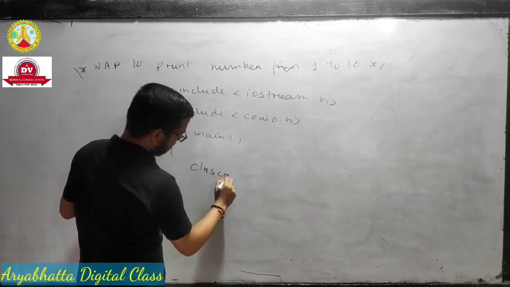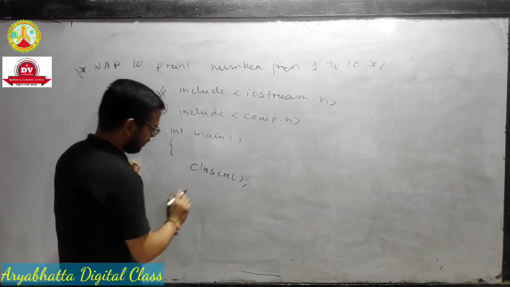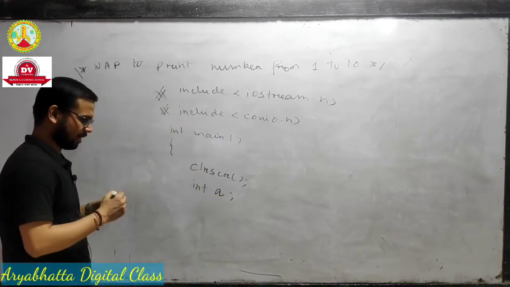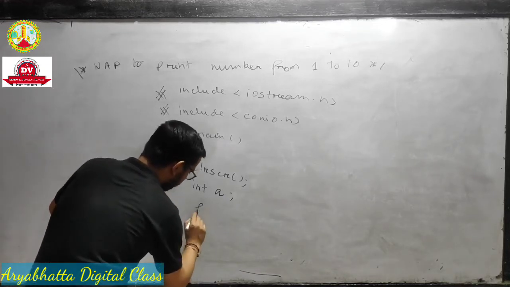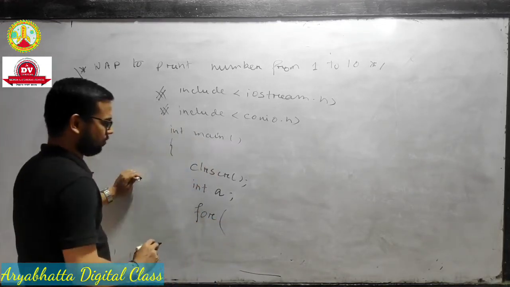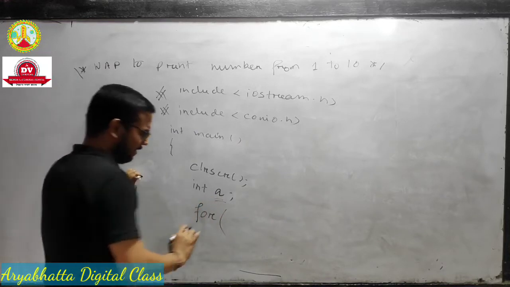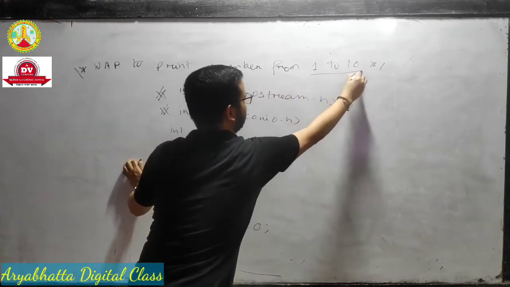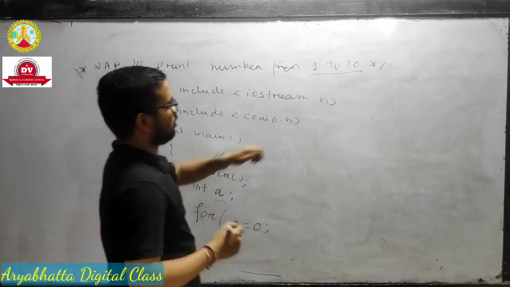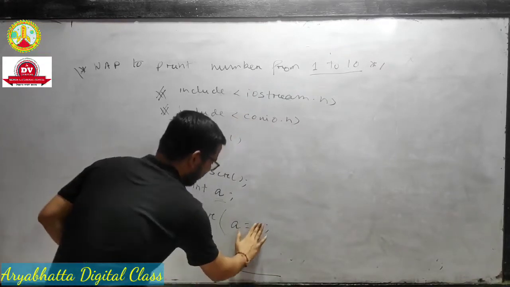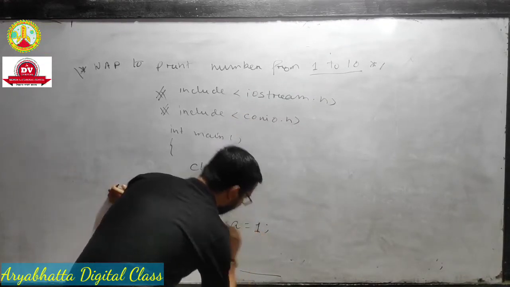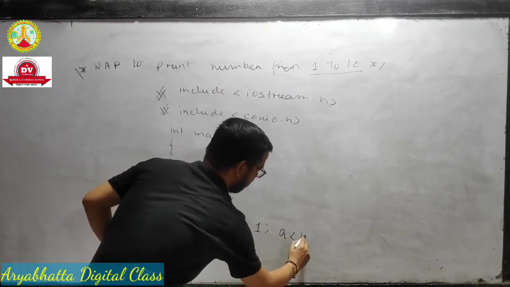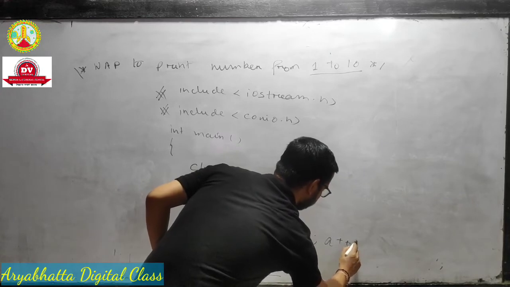We know CLR means clear screen. Suppose we take a variable int a. Here we take the loop because we write a variable a. Actually, we need from 1 to 10, which means we don't take 0, we take 1. Initialize a is equal to 1, a less than 11, and a plus plus.